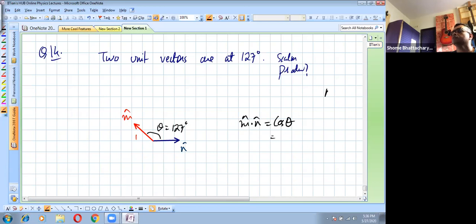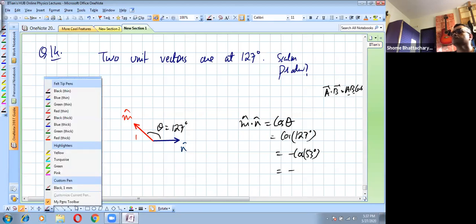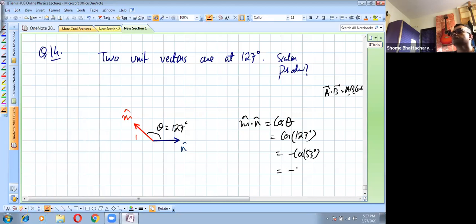So use this: AB cos theta. But here both are unit vectors. So A and B are both how much? They are unity. So it is 1 into cos theta, or cos 127 degrees, which is minus cos 53, which is minus 3 by 5. So that should become your answer.